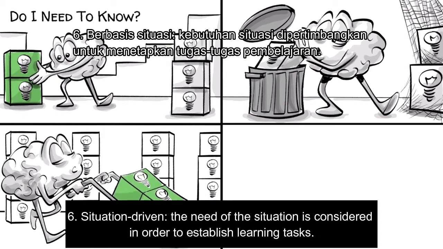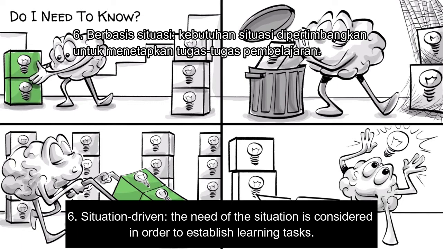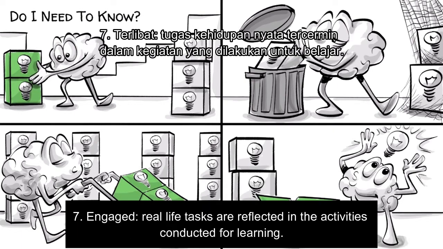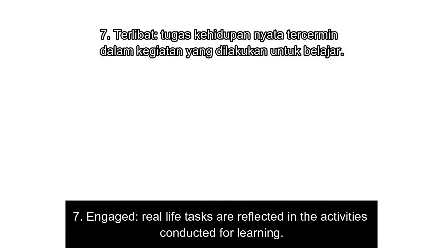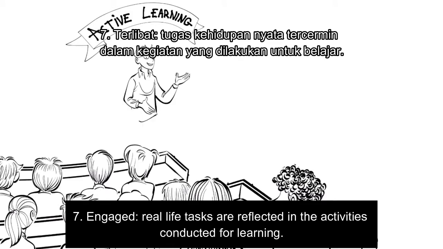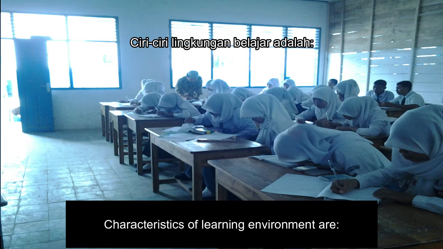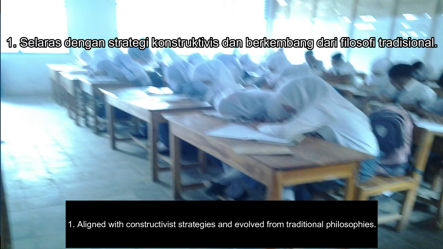6. Situation-driven, the need of the situation is considered in order to establish learning tasks. 7. Engaged, real-life tasks are reflected in the activities conducted for learning. Active learning requires appropriate learning environments through the implementation of correct strategy. Characteristics of the learning environment are: 1. Aligned with constructivist strategies and evolved from traditional philosophies.